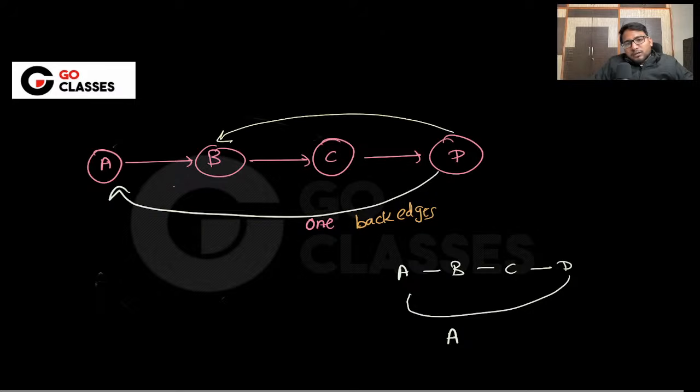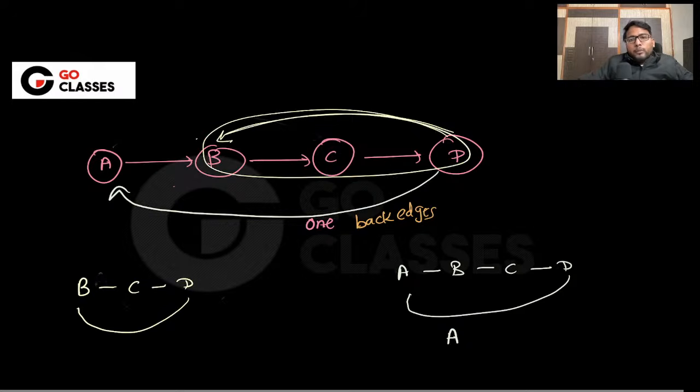What is the other cycle? You can say B, C, D, and B. So B, C, D, and then again B. So this is another cycle. Now there are two back edges, right? Now in this case there are two back edges. Can you just pick one edge and destroy all the cycles?